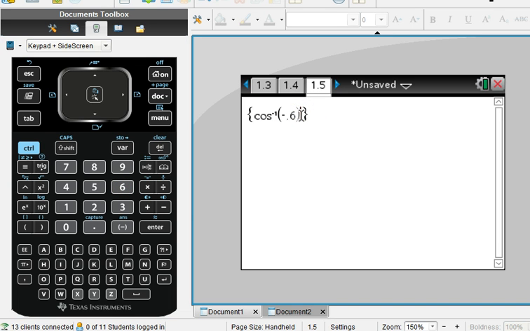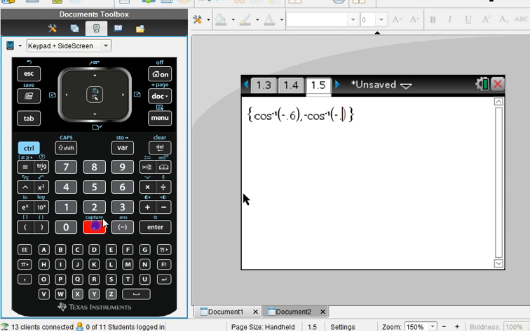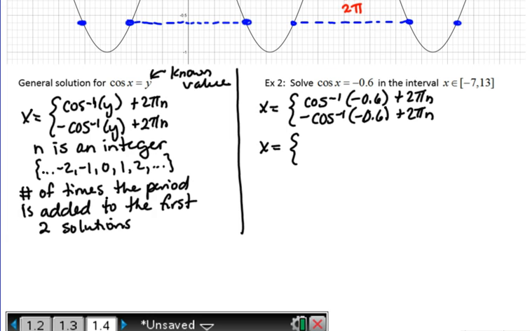Okay, then we'll put our comma here. And then negative inverse cosine of negative 0.6. Do Control Enter, and those are my first two values, which is about what I expected. I guess I put 2.4, it's about 2.2. And then I want to take those values and I'm going to be adding or subtracting 2 pi. But these would be my first two values when I'm not adding or subtracting 2 pi at all. So I'm going to write this down here.